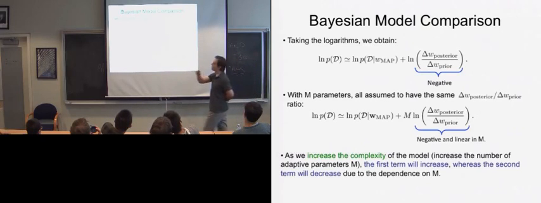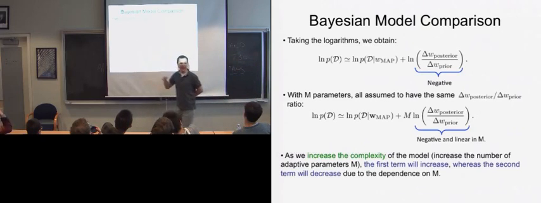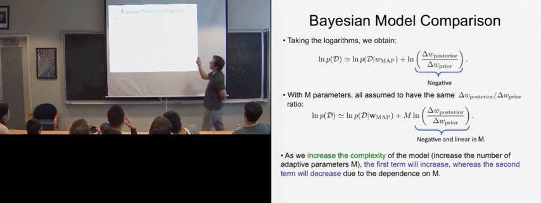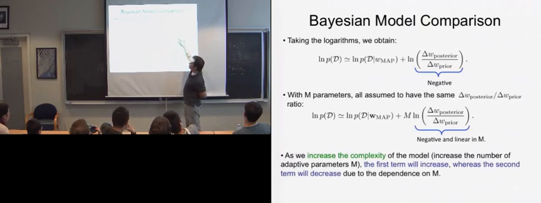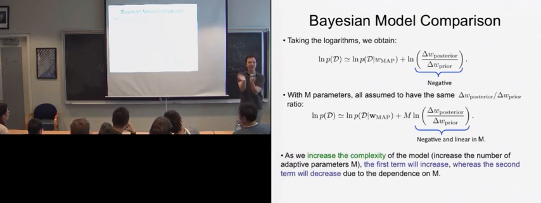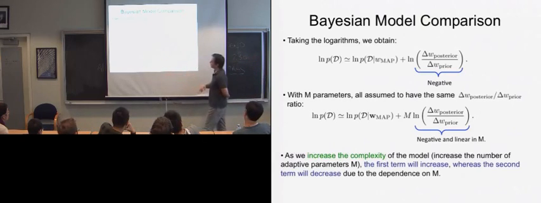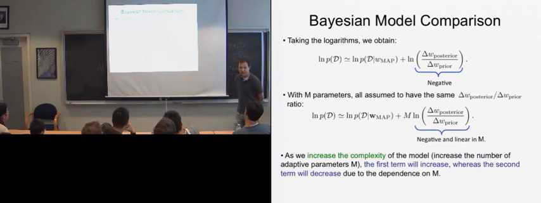If you have m parameters in your model, so let's say you're working with an m-dimensional model, then you're just going to be multiplying this term by m. You're assuming that this ratio holds roughly across all dimensions. Again, this is just an example. It's just an approximation, because obviously in reality, different dimensions might contribute differently. But roughly speaking, this term is going to be negative, and it's going to be some linear function of the dimensionality of the problem.